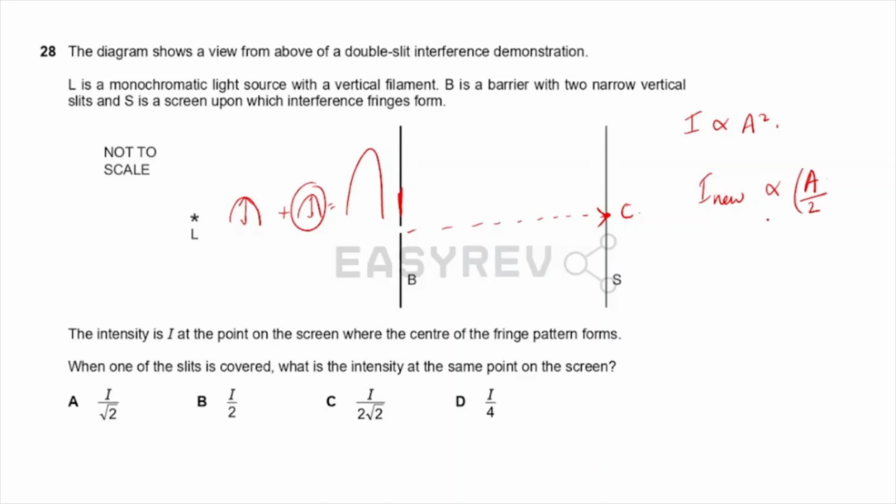Sorry, the amplitude is half the original, so the new intensity would be A squared over 4. And there's a proportionality between them. So you can see how the new intensity is not even half, but rather it has a factor of 1 over 4. So it's a fourth of the original. So the one option that matches this is option D.